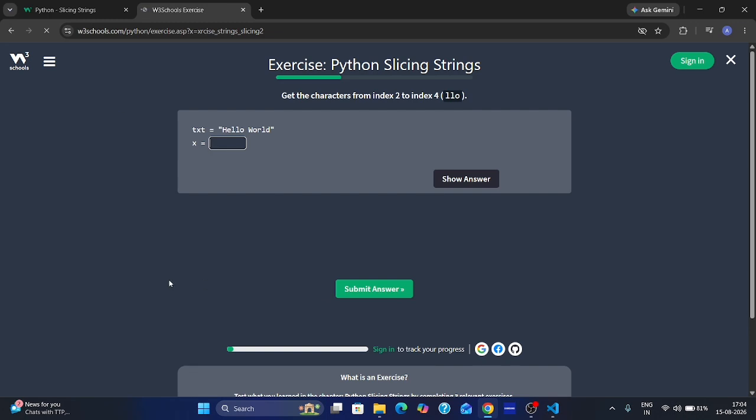What would be printed here? This is a coding-type question. Get the characters from index 2 to index 4, LLO. This will be your answer. In the question, you have to read carefully because the answer is already given in the question. You don't have to think much. So solve this.